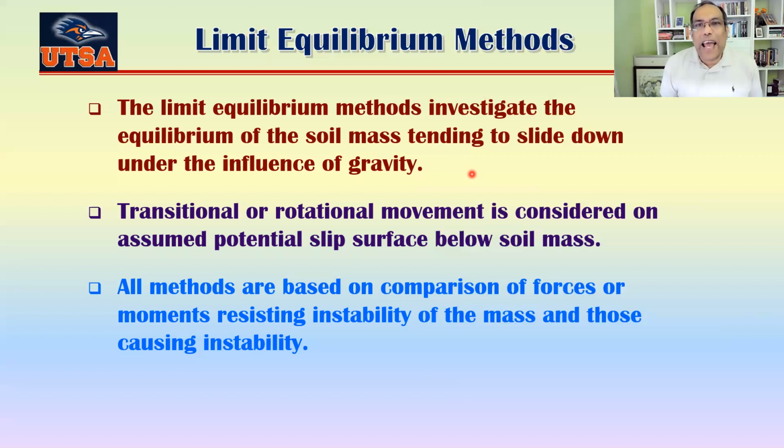So basically we assume a slip surface and then we try to find out the factor of safety, and then again we assume another failure surface and try to see in which case, or which failure surface, your factor of safety is minimum. Anyway, so all methods are based on comparison of forces or moments resisting instability of the mass and those causing instability.